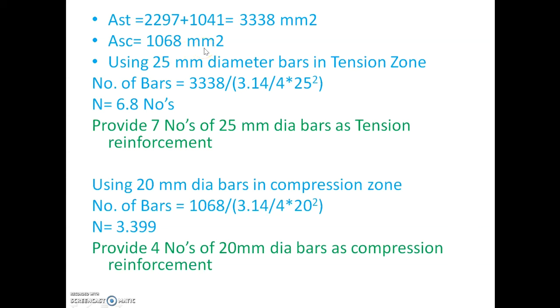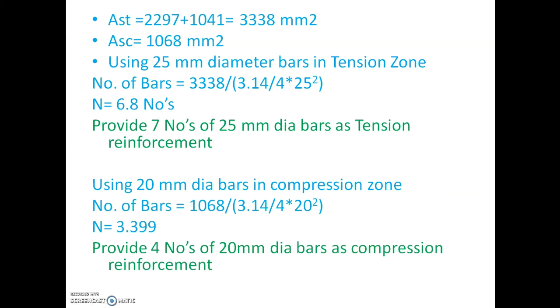By assuming the diameter of the bar in tension and compression zones, we have to find out the number of bars in the tension and compression zones. So here I am assuming 25 mm diameter bars in the tension zone. So we got n is equal to 6.8 numbers. So finally provide 7 numbers of 25 mm diameter bars in the tension zone. By using 20 mm diameter bars in the compression zone, the number of bars is equal to 3.399. So provide 4 numbers of 20 dia as compression reinforcement.